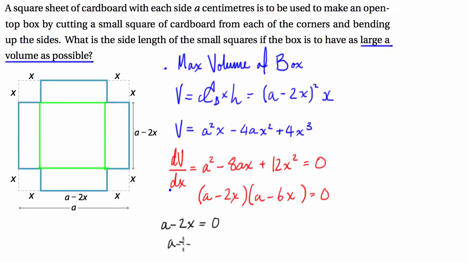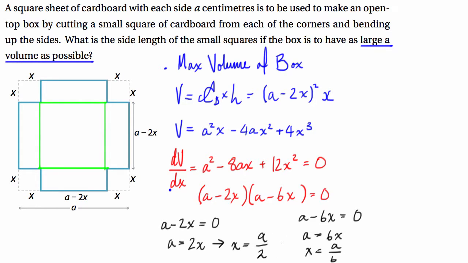So a would have to be equal to 2x, and therefore x is going to have to equal a divided by 2. So there's one of our critical points, and let's go to the other one. So we have a take 6x is equal to 0. So therefore a is going to have to equal 6x, and x will equal a over 6.